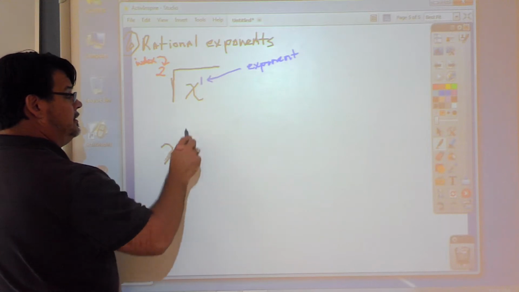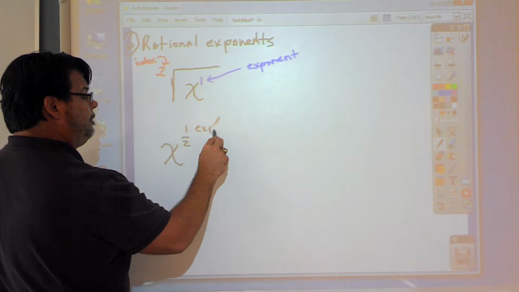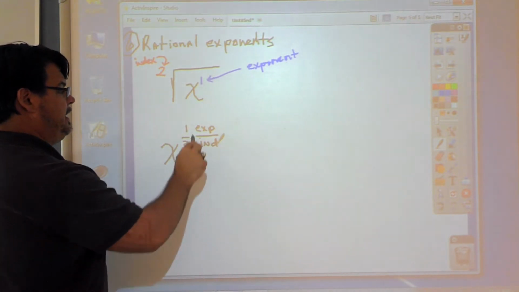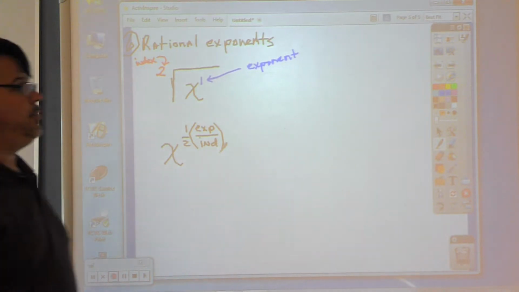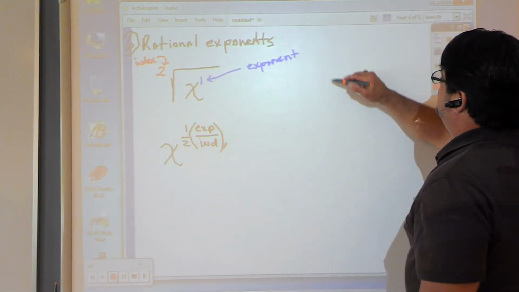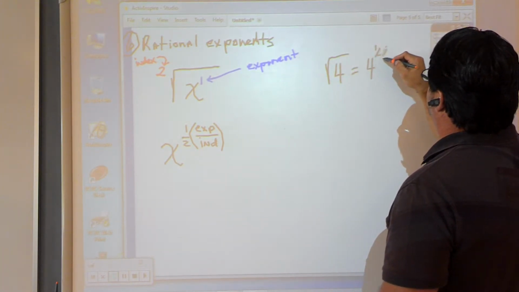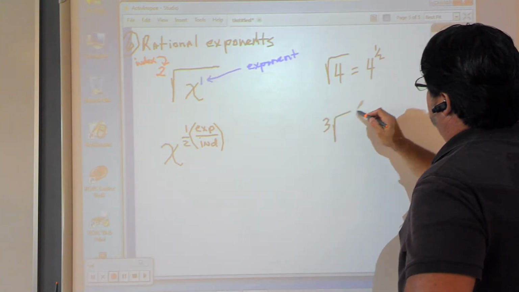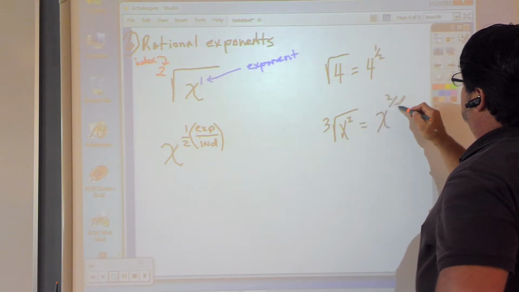X to the 1/2. And that's exponent over what? Index. Remember that. Exponent over index. So let's throw some examples up here. The square root of 4 is equal to 4 to the 1/2 power. The third root of x to the second is equal to x to the what? 2/3.